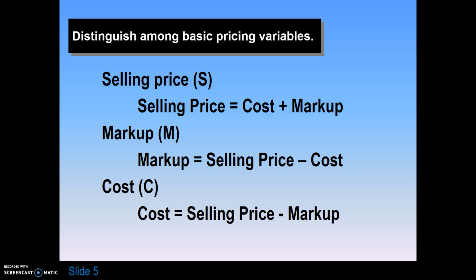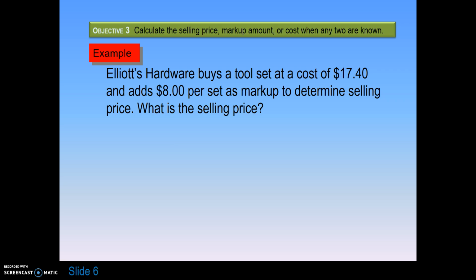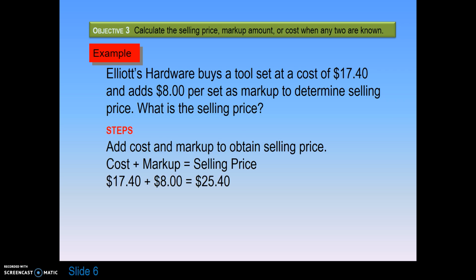Now on to objectives 2 and 3 as well. So calculating the selling price, markup amount, or cost when any two are known. So Elliott's Hardware buys a tool set at a cost of $17.40 and adds $8 per set as markup to determine the selling price. So what is the selling price? So you're simply going to take $17.40 plus $8 because you have your cost, you have your markup, you just want to know how much you're going to sell them for. So it's going to be $25.40.